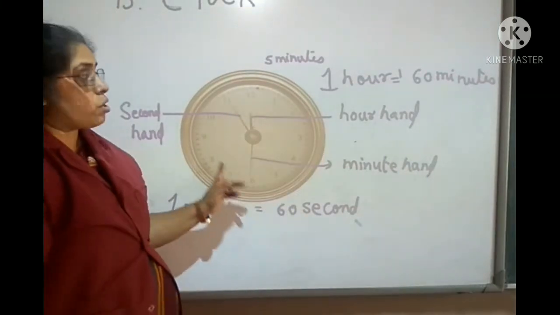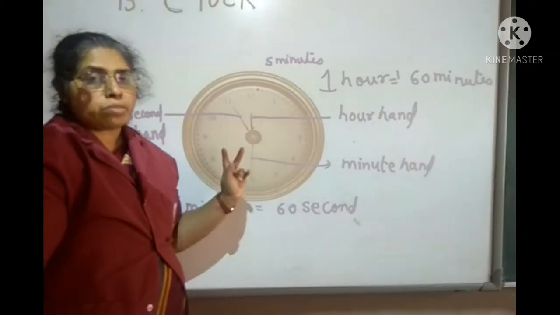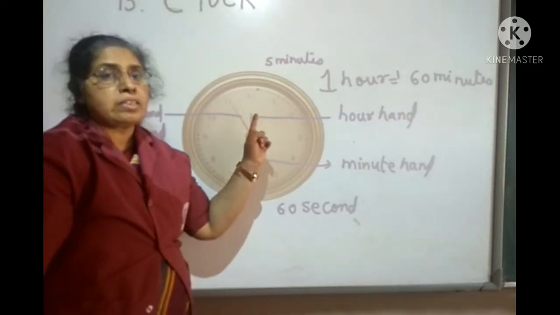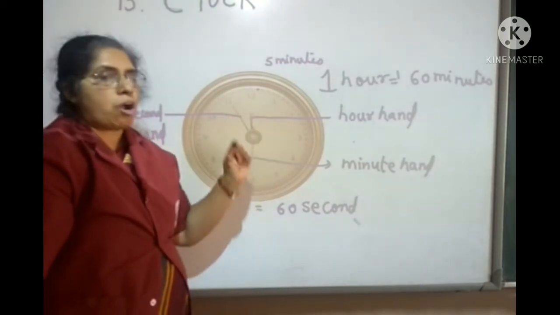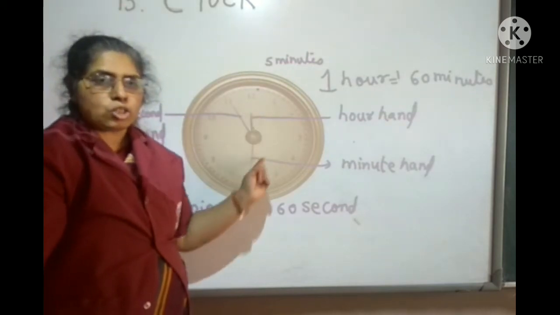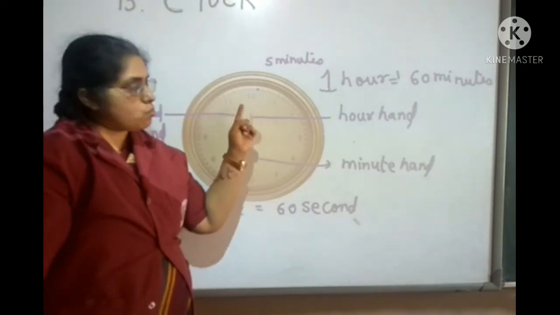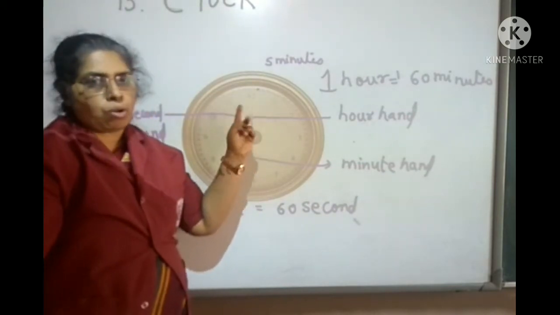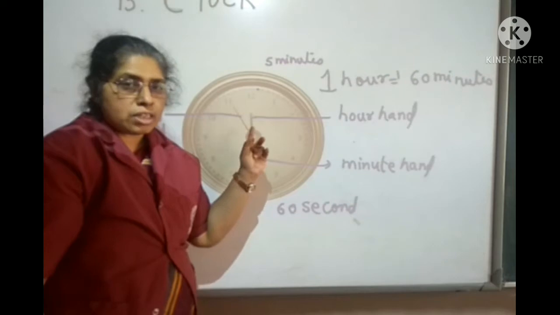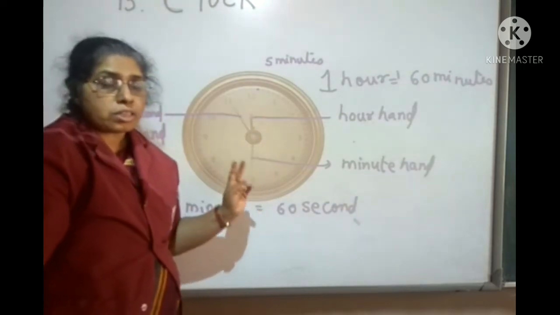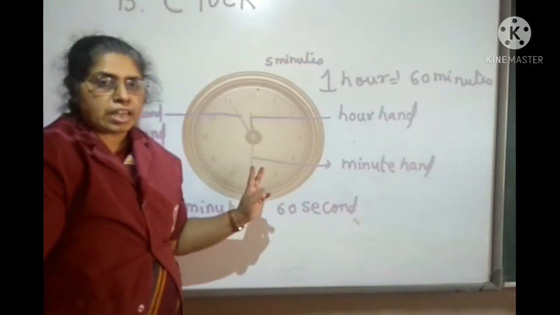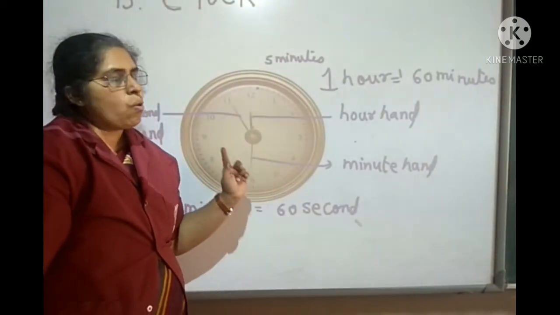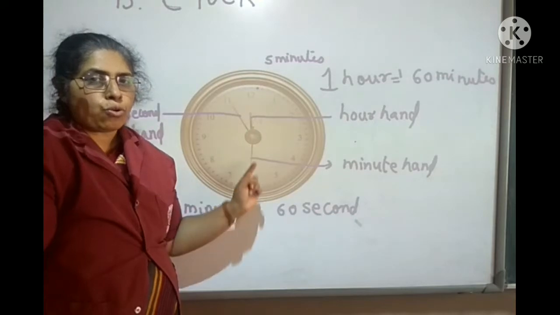This clock rotates 2 times in a day. That means from night 1 o'clock to afternoon 12 o'clock is one round. After noon, 1 o'clock to night 12 o'clock, that is the second round. This clock rotates 2 rounds in a day. That means 1 day is equal to 24 hours.